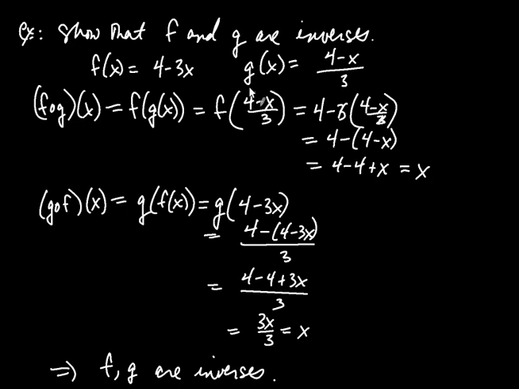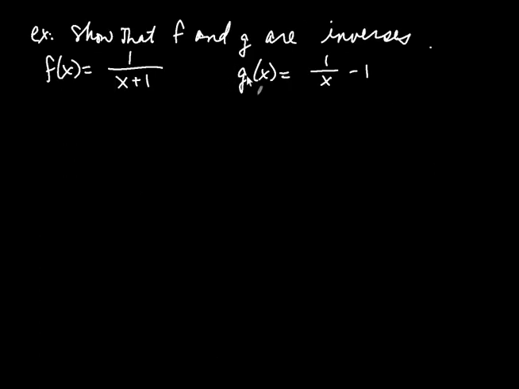By the way, the inverse of a function is unique. There's only one function that's the inverse of a given function if the original function had an inverse. So in other words, f's only inverse is g, and likewise g's only inverse is f. Okay, let's see another example like this. Let's show that f and g are inverses for these more complicated functions.